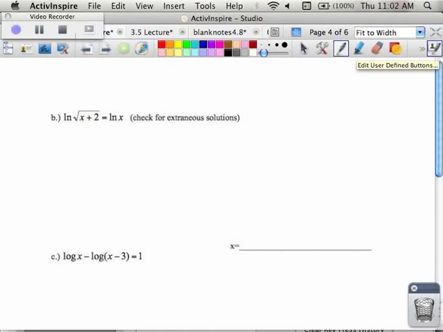And the next one. I notice that it says natural log of stuff equals natural log of stuff. That tells me that my radical x plus 2 has to be equal to my x. Because if I have ln on both sides, then the stuff that comes after the ln has to be the same. Now what do I do? Square. So we square both sides.